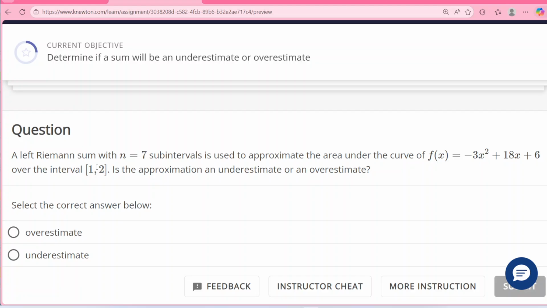So increasing again. And they asked for a left Riemann sum. So like I stated earlier, right, you're plugging in left endpoints on a piece of curve that's going up, that's increasing. Those rectangles are going to underestimate the area. So another underestimate.